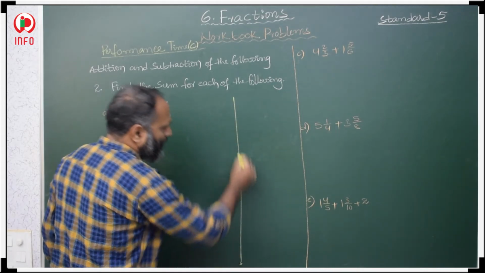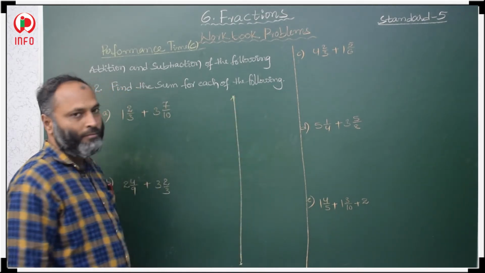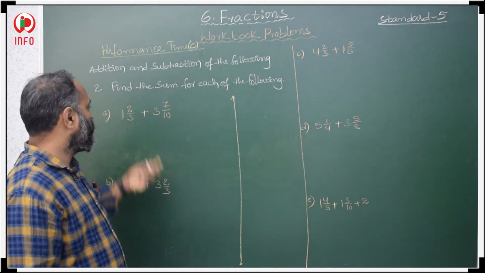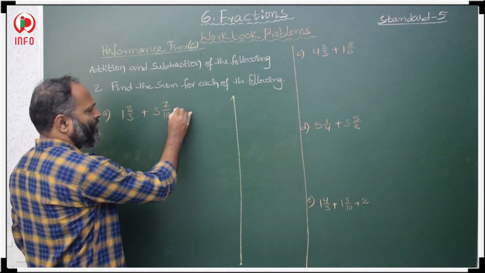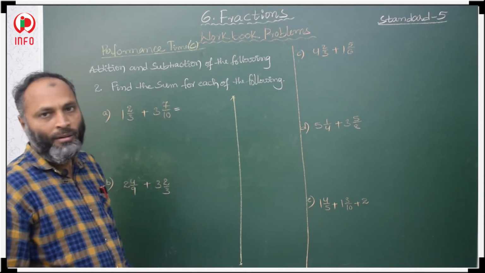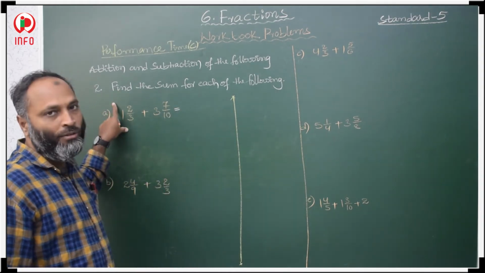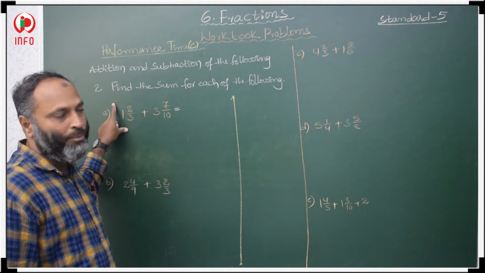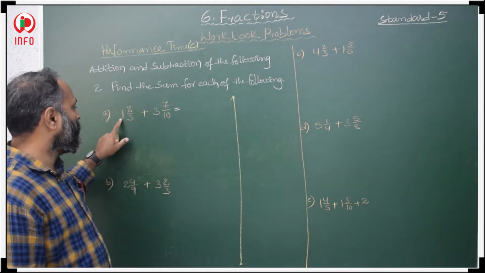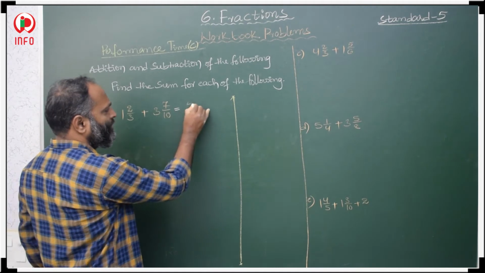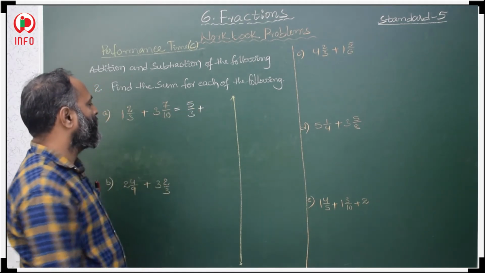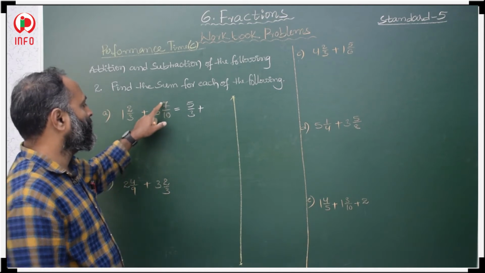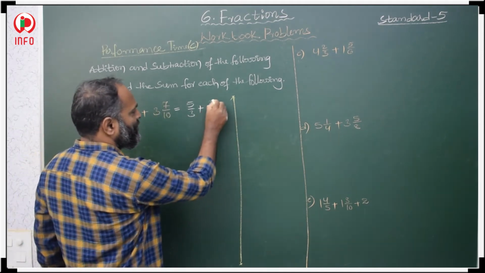First we have to make a rough column. Before finding the sum, we have to convert the given fractions into improper fractions. How to convert this mixed fraction into improper? Multiply: 3 ones are 3, 3 plus 1 is 4, 5 by 3. This is an improper fraction. Plus 3 tens are 30, 30 plus 7 is 37, 37 by 10.